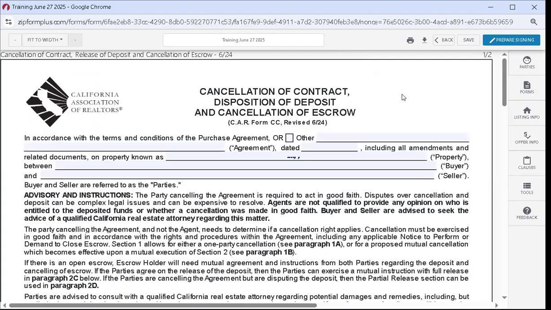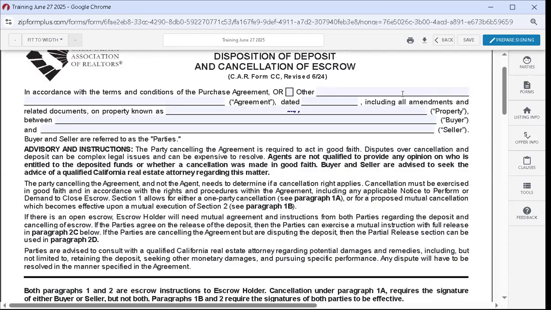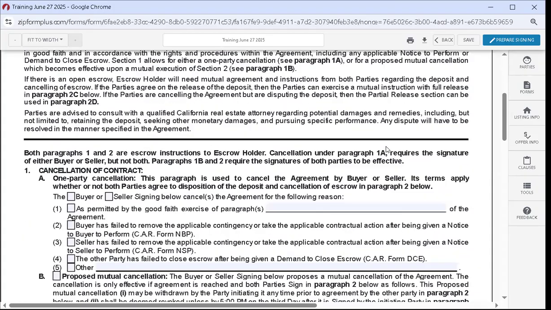So I'll briefly touch on a cancellation. There are two parts to this. One cancels escrow, and the second page handles the disposition of the deposit in escrow. So this first page is canceling the contract. Okay, so right here, down here, both paragraphs are escrow instructions to the escrow holder.